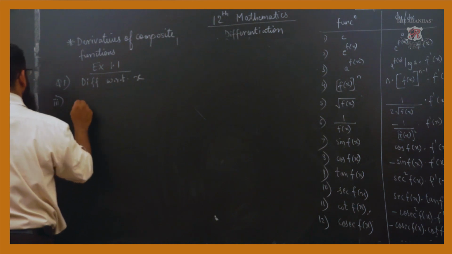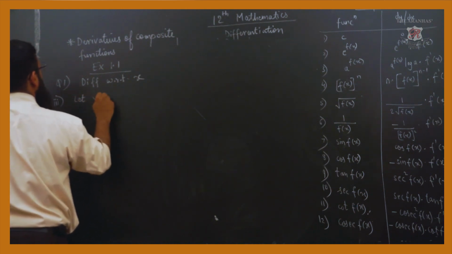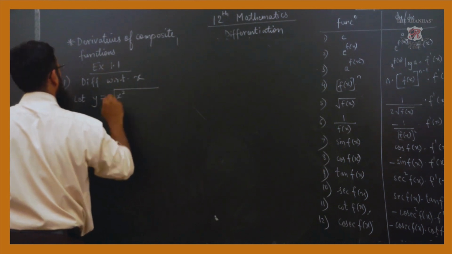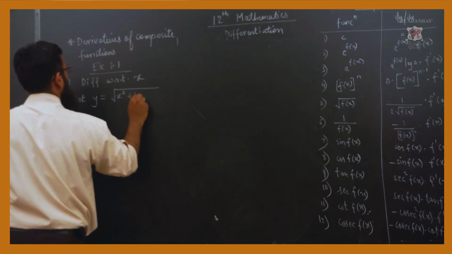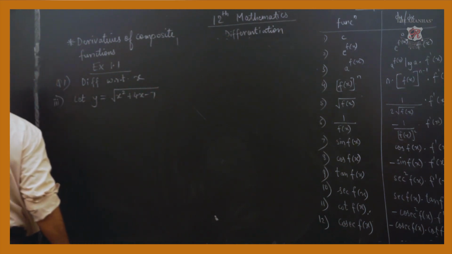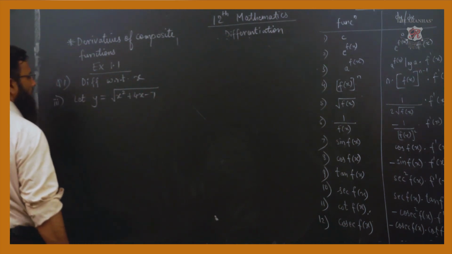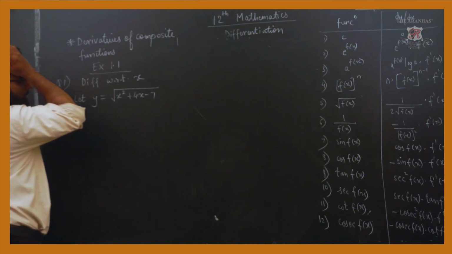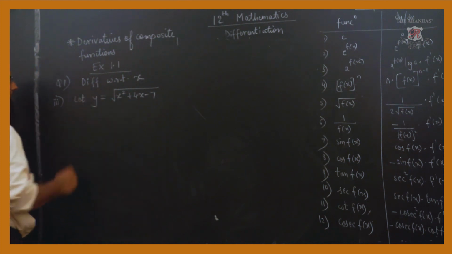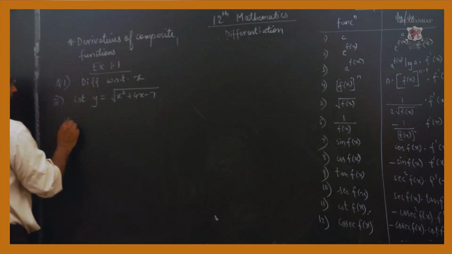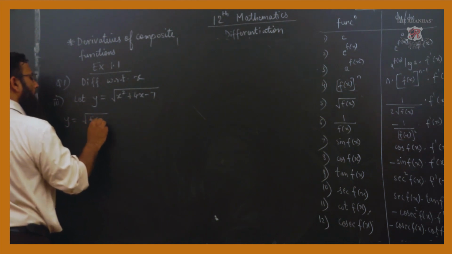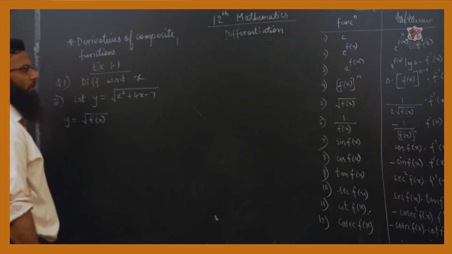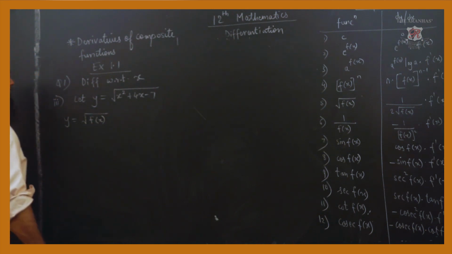They have given a question. So I will already mention that let y equal to under root x square plus 4x minus 7. So we have to solve this under root x square plus 4x minus 7. Directly also I can read it. Now it looks like y is under root f of x. So you might say that the formula is 1 upon 2 root f of x into f dash of x.